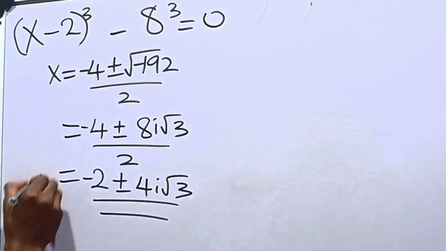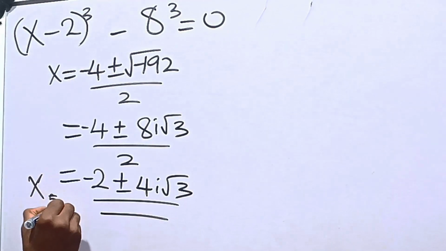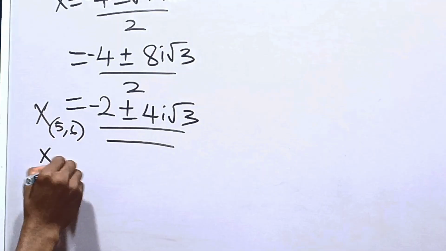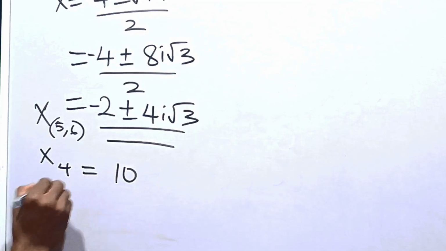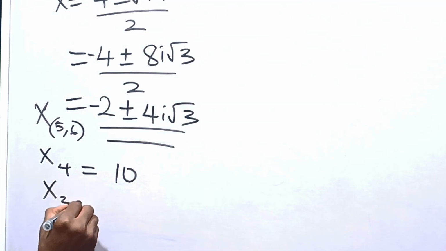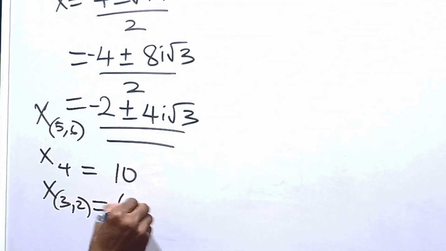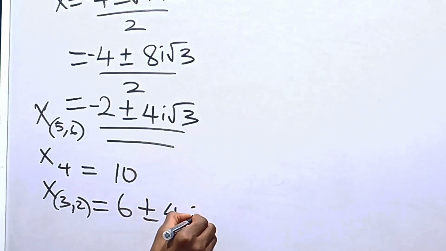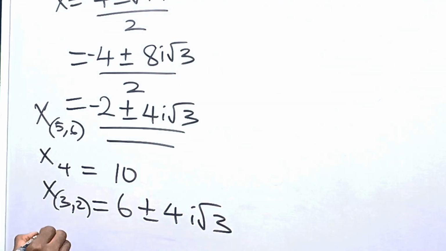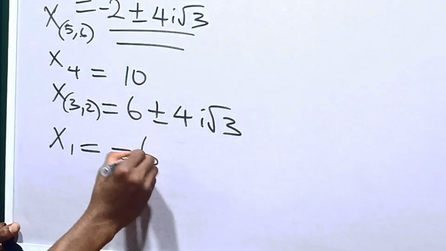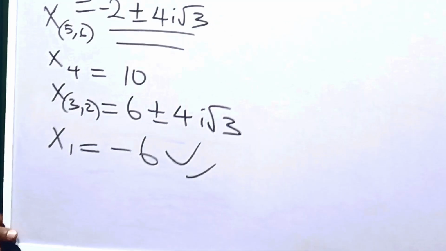Okay, so we have our x5 and x6. Remember that our x4 is equal to 10, x3 and x2 are equal to 6 plus or minus 4i root 3. Then we have our x1 to be equal to −6. Okay, so these are the answers of x in this question.